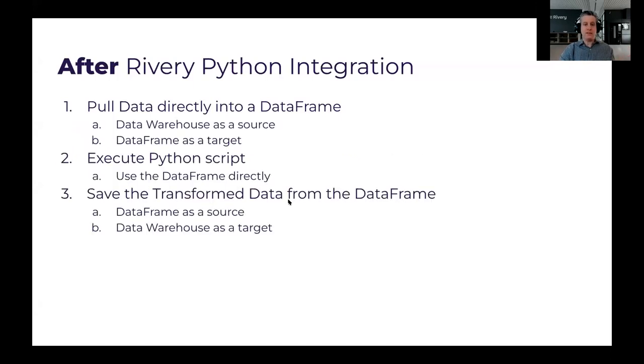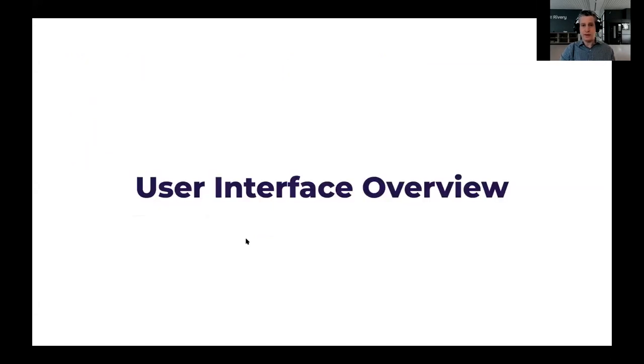What does that look like in reality? In the first step, you're going to be pulling data from a data warehouse as a source to a data frame as a target. Then you're going to execute the Python script using the data frame directly. And then last but not least, save the data from the data frame as a source and push it into a data warehouse as a target.